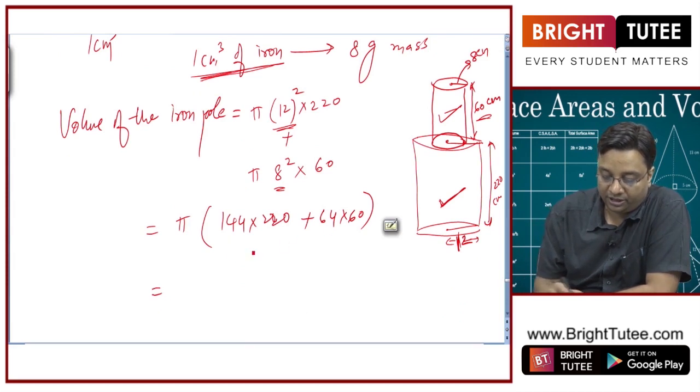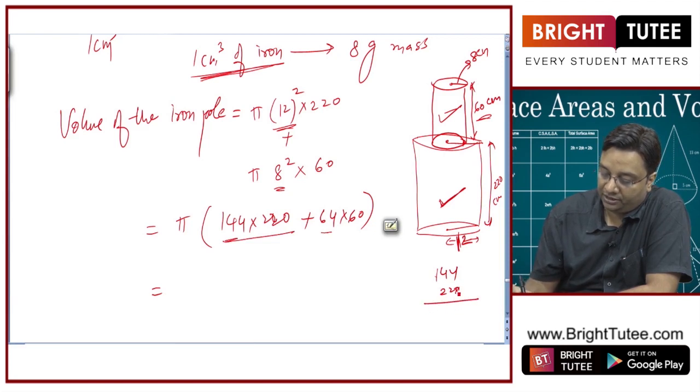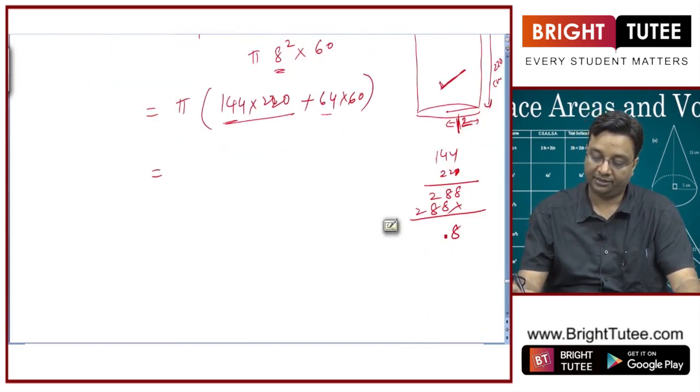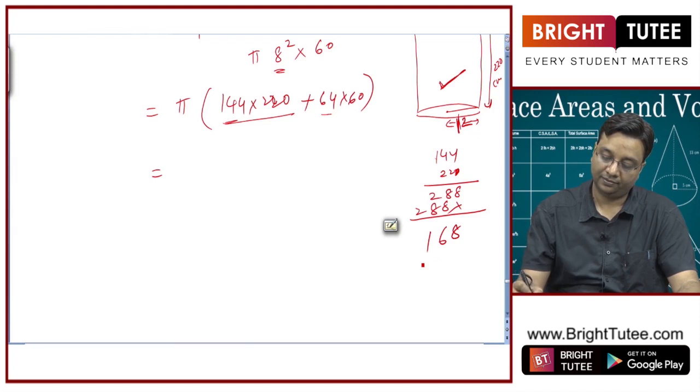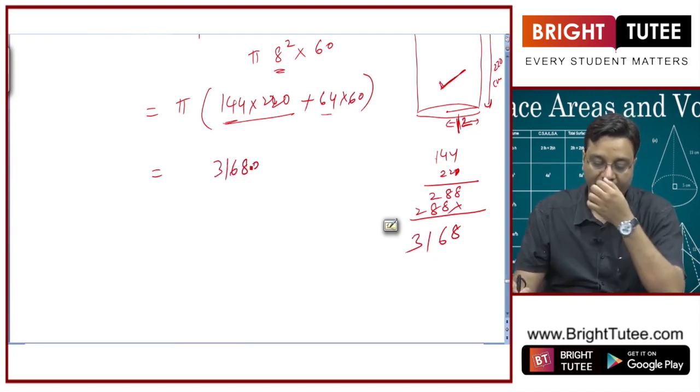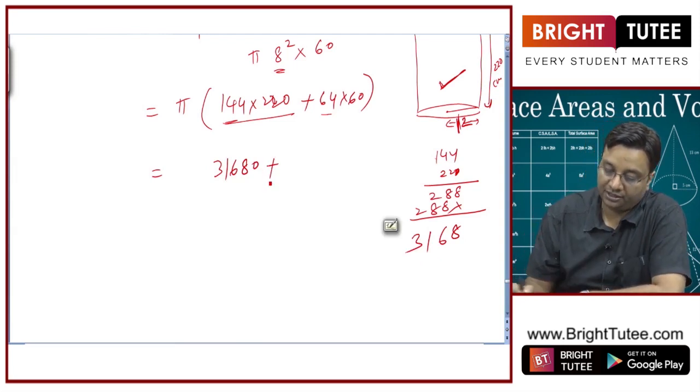Now you can do the calculation directly, or you can try to take some more things common outside, right? But let me do it directly. 144 into 220. So let's eliminate this 0 and then we will add it later. 144 into 2 is 288, then again 288. So this will give you 8, 6 here, 31680, right? Plus 64 into 60.